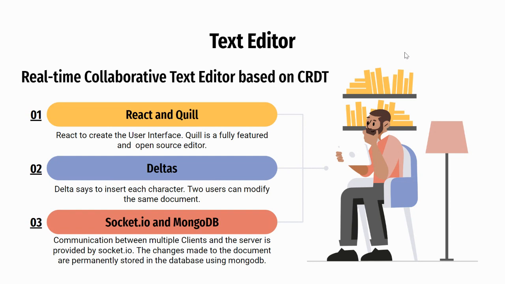With React and Quill, React is used to create the user interface, while Quill is a fully featured and open source editor. In Quill, there is a concept called deltas. A delta says to insert each character. With the use of this, two users can modify the same document. Also, we used Socket.io and MongoDB. The communication between multiple clients and the server is provided by Socket.io, and the changes made to the document are permanently stored in the database using MongoDB.